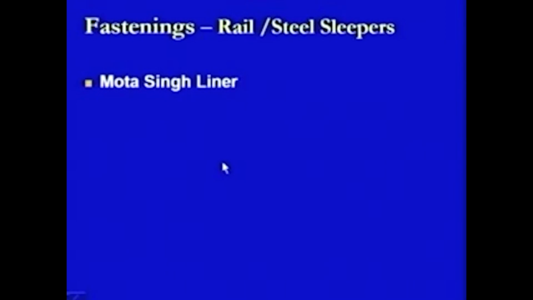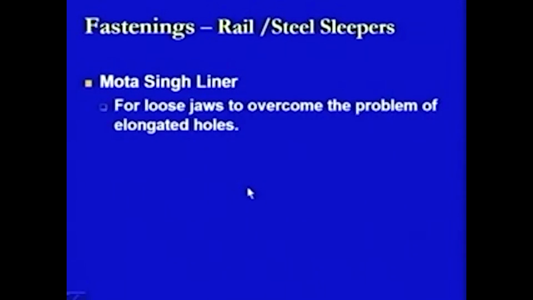Then in the similar category of rail steel sleepers, there is another type of liner which tries to again fasten or keep the connectivity of rail along with the steel sleepers in position, and this is known as Mota Singh liner. Mota Singh has been an employee of Indian Railways, and on the basis of his experience he devised one liner, and with his name it is being termed as Mota Singh liner.